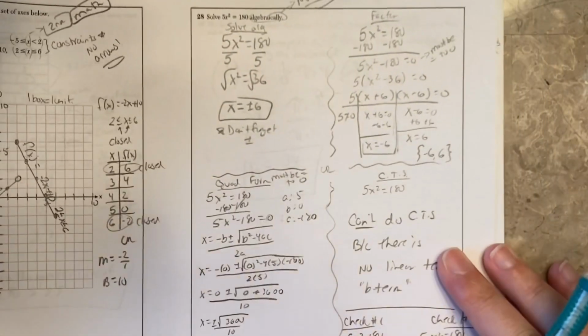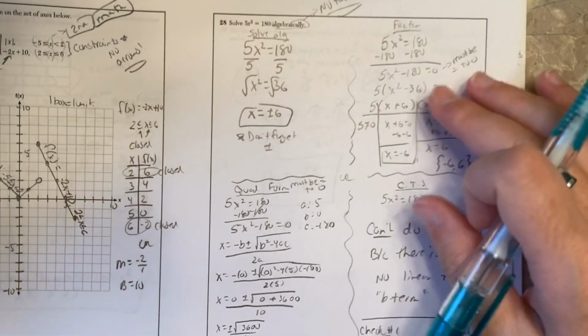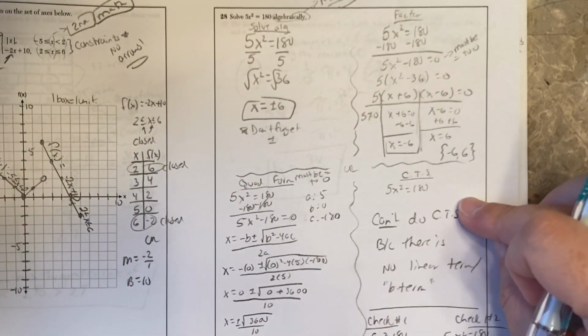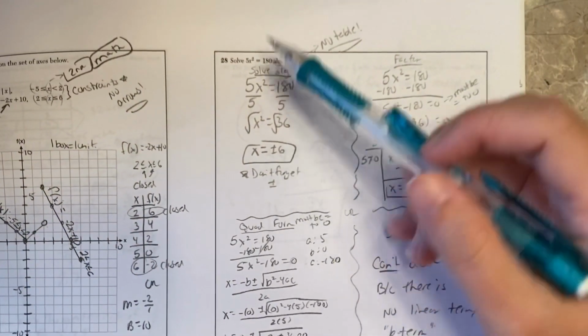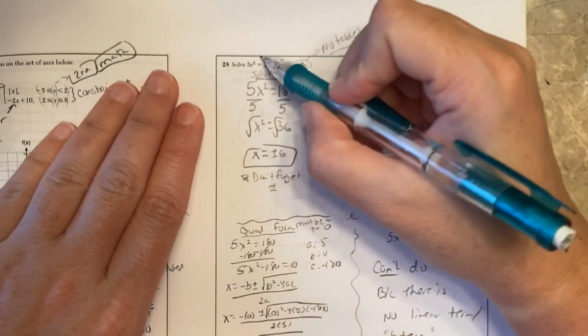All right, for number 28, solve it algebraically. So I showed it 4 different ways. Actually, technically, completing the square does not work because there's no linear term, so I technically showed it 3 ways. This is definitely the easiest. It's an incomplete quadratic.